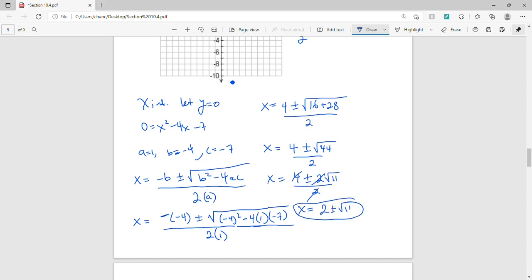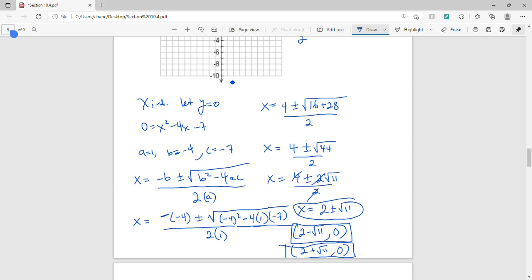Now this is an ugly x-intercept. We have two x-intercepts. It's going to be the point 2 minus root 11 comma 0, and the other one is 2 plus root 11 comma 0. So we have two ugly x-intercepts.